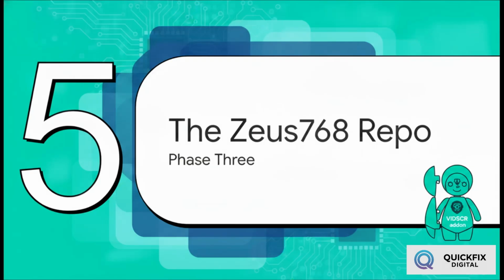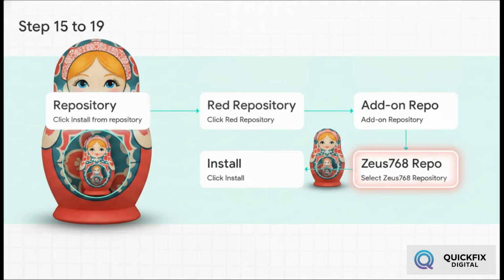All right, part 5, phase 3, the Zeus 768 repo and VIDSCR. Once you get that installed pop-up, we officially have our outer doll. Now, we unpack the Zeus 768 repository to finally reveal the VIDSCR add-on hidden inside. Step 15, you should still be hanging out on the package installer screen, so this time click Install from Repository.